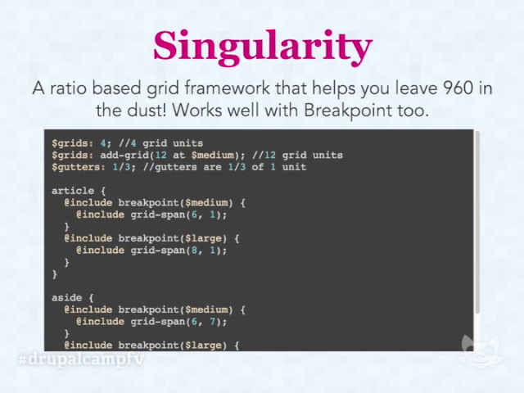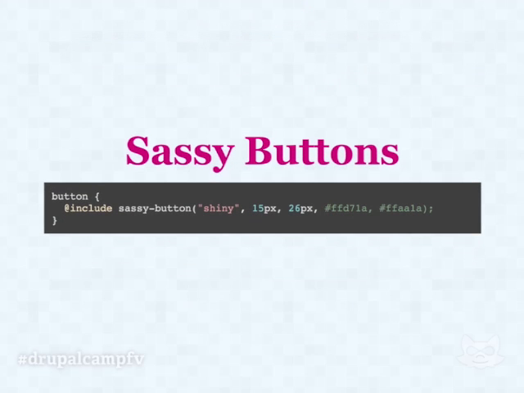I'm going to just skip Singularity for now because I think we'll go down a rabbit hole. Sassy Buttons is just a quick, easy syntax. Sassy Buttons has a bunch of pre-built styles. So you can apply the style with that includes Sassy Button, and you can use one of the built-in styles, like in this case shiny, with 15 pixel font size, 26 pixel line height, and then the two colors to create the gradient on the button, and then it will darken when you push it. So it's a cool project to look at.